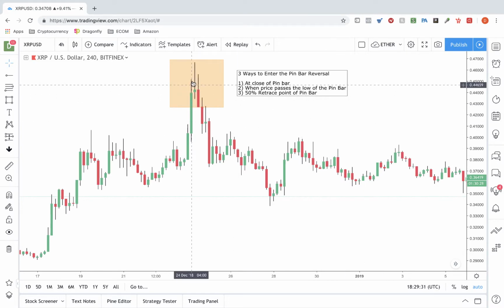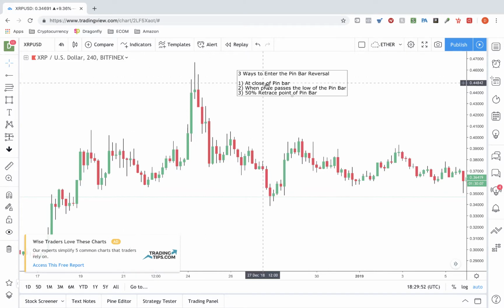Okay, so here is a bearish pin bar. Notice it's not red, but it is a huge pin bar at a swing high. Now there's three ways to enter this pin bar reversal. I'll show you all three. Give me 1 second, let me move this out of the way.